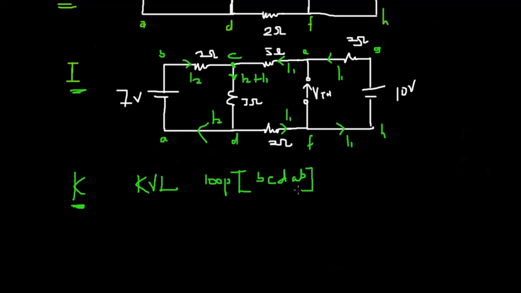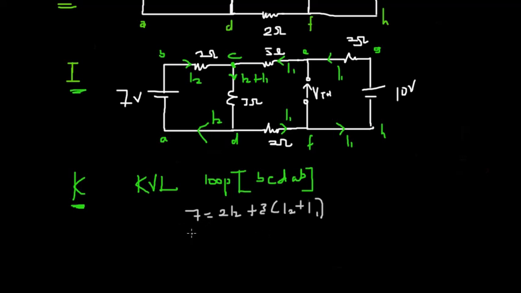That will give us 7 volts, because of the 2 ohm resistor, so 2I2. Then we have the current flowing in the same direction through the 3 ohm, so 3 times I2 plus I1. Pardon me, let me clean this one up. So we have I2 and I1.